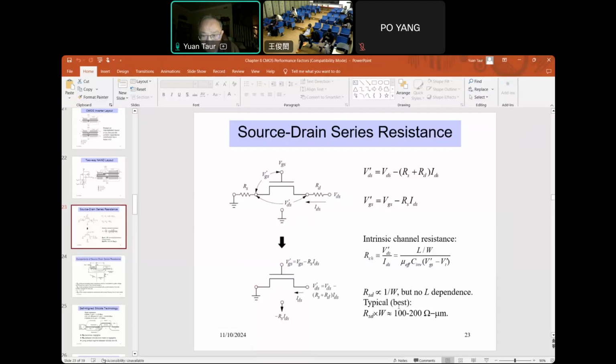The typical number that the technology has achieved is in this ballpark. It's about 100, 200 ohm micron. This is ohm micron because the resistance is per width. So this resistance times width is constant. So if width is doubled, then the resistance will be reduced correspondingly. By the way, the intrinsic channel resistance has the same width dependence.